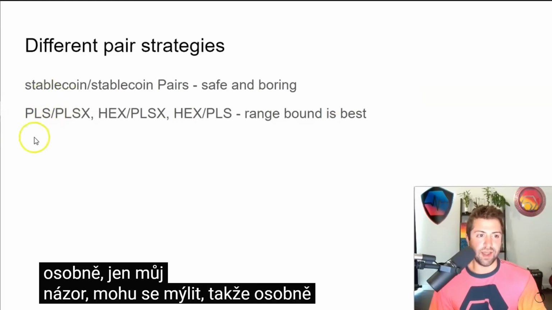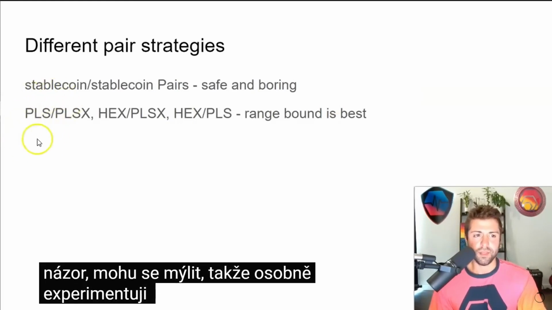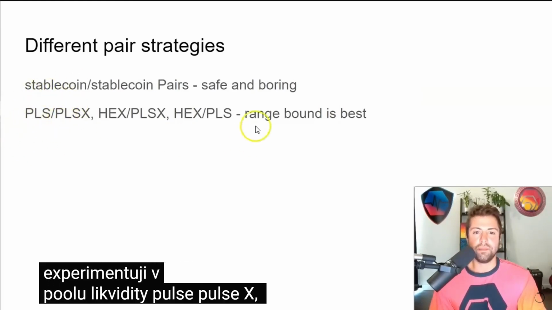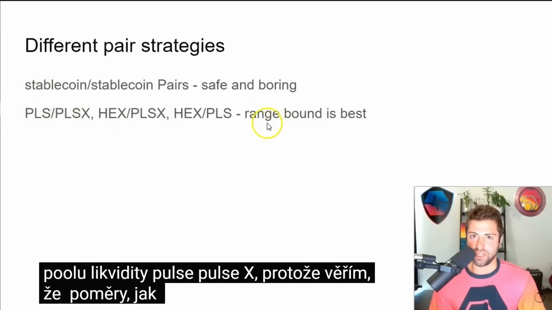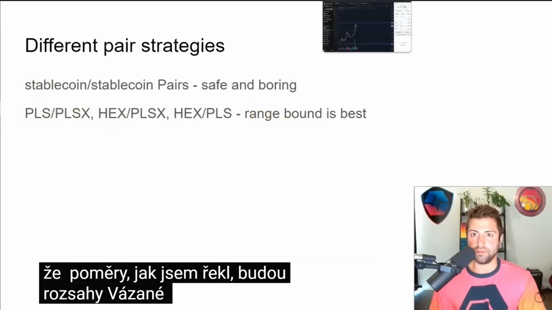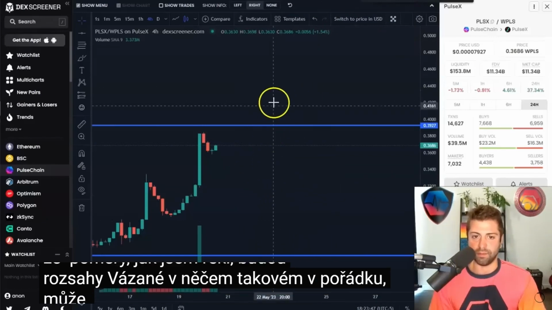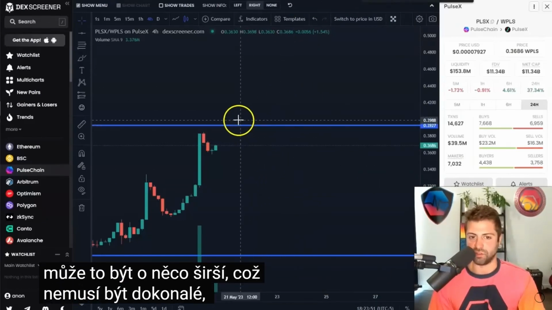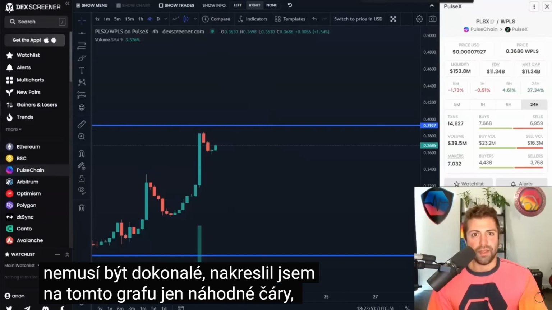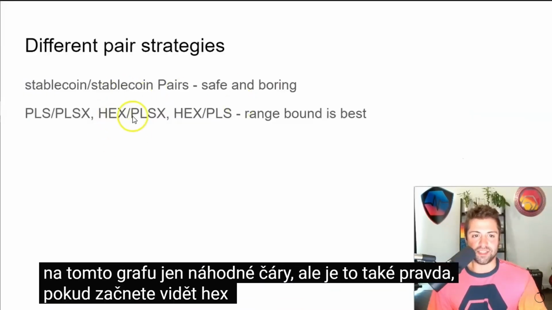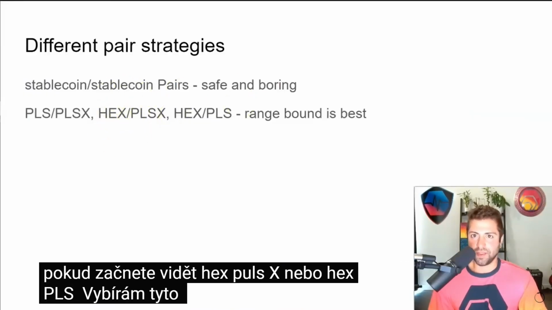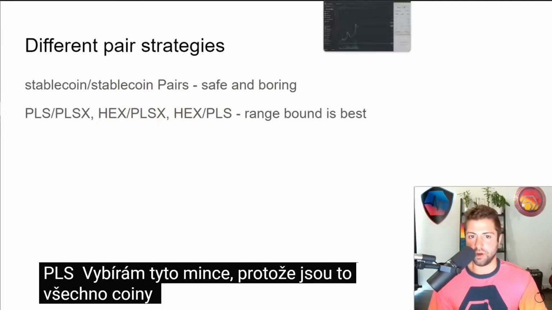So I personally have an experiment going on in the PulseX liquidity pool because I believe that the ratios, like I said, will be range bound in something like this. Okay, it might be a little wider. That might not be perfect. I just drew random lines, okay, on this chart. But this is also true if you start to see Hex PulseX or Hex PLS. I picked these coins because they're all Richard Heart ecosystem coins.